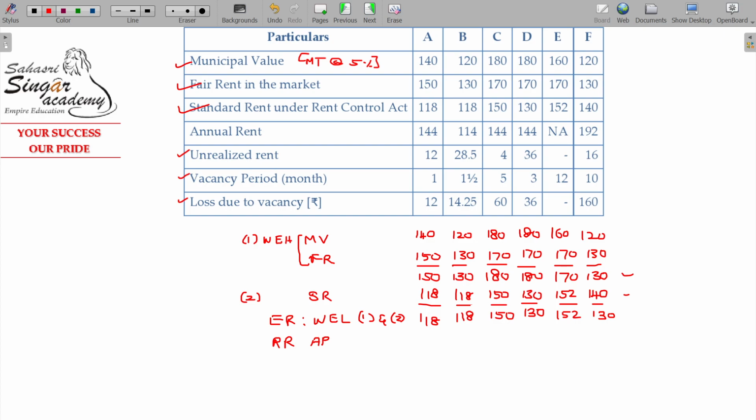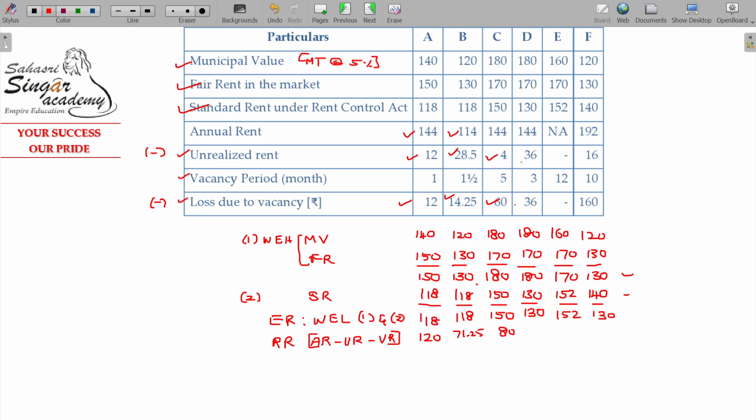Now, rent received is annual rent minus unrealized rent where the condition laid in Rule 4 is satisfied, and vacancy rent. So from the annual rent, you have to subtract the unrealized rent as well as the vacancy loss. 144 minus unrealized rent 12, minus loss due to vacancy. 120 for A. Then 114 minus 28.5 minus 14.25, subtracting gives 71.25. Next case, 144 minus 64, that is 80.